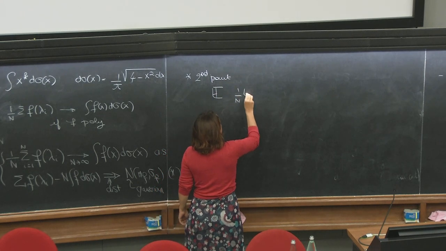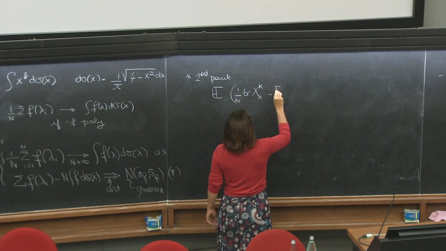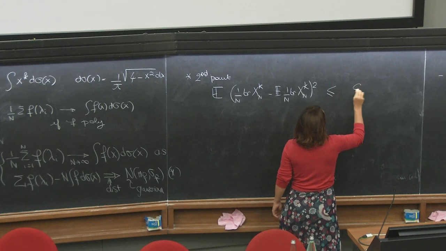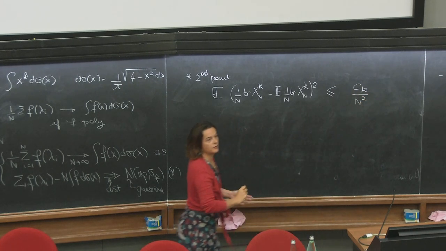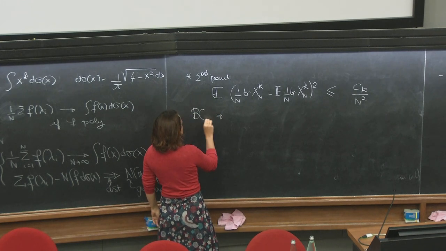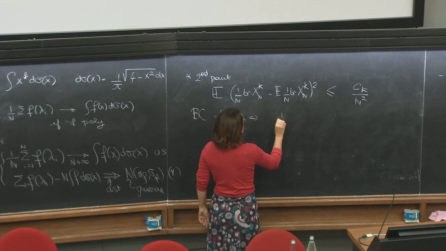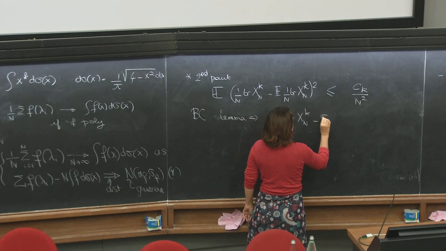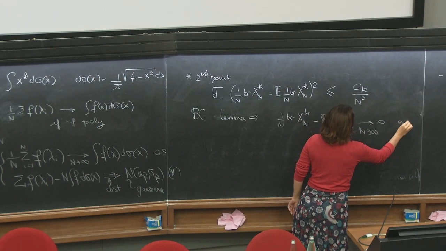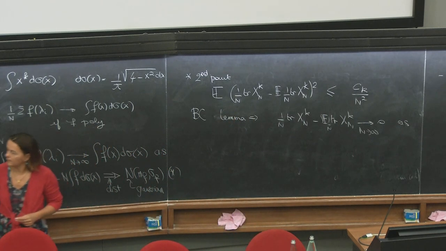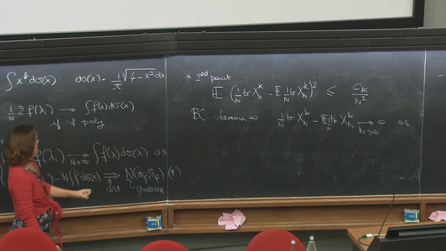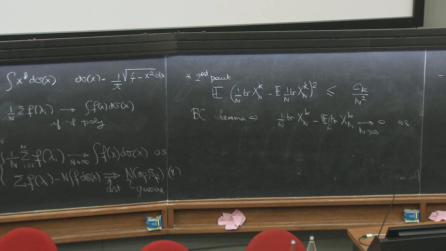So this implies that 1 over n, the trace minus its expectation, where this is finite, is going to be smaller than some c_k over n squared, okay, because this converges towards a Gaussian variable once I have multiplied by n. And so by Borel-Cantelli lemma, this goes to zero almost surely. All right. And then you can also extend this to a continuous function. So this proves this.